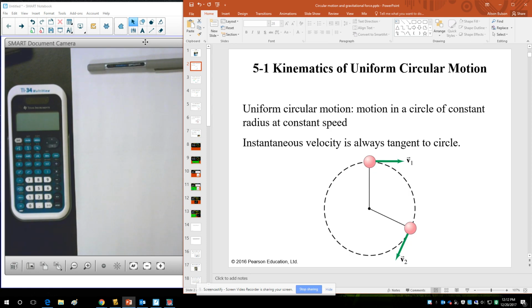The velocity, however, is not constant because we understand that velocity includes direction, and if an object is moving in a circle, the direction of its velocity is always changing. However, the instantaneous velocity is always tangent to the circle. So tangent to the circle, or we could say perpendicular to the radius of the circle.